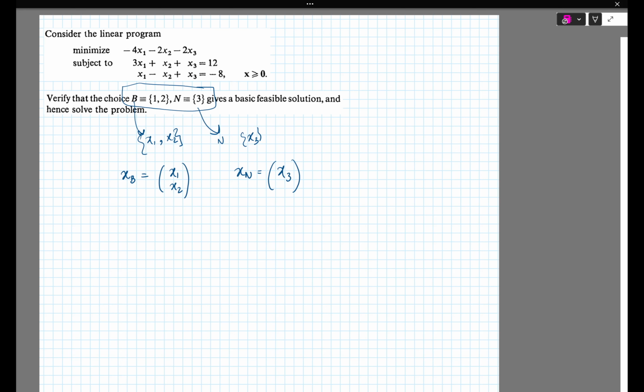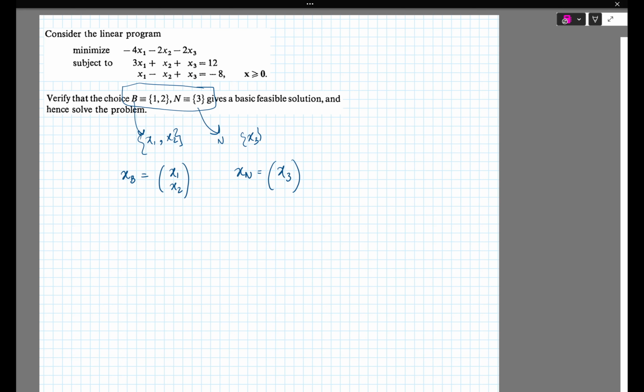So what is the property of the basic feasible solution? B has to be an invertible matrix, and the non-basic variable has to be 0. For x1, x2 as basic, the matrix B is [3 1; 1 -1]. Yeah, it can be.